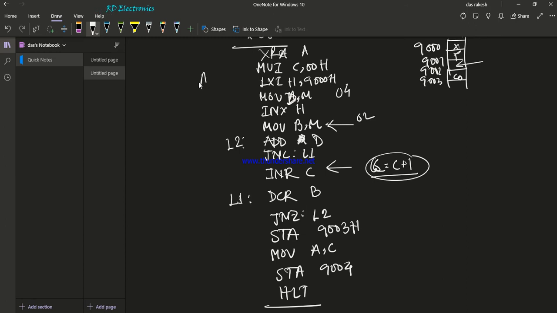XOR A means accumulator XOR with itself, that means accumulator equal to 0. So this is the clear instruction of the accumulator. Okay, so now see that ADD D: accumulator 0 added with D, jump if no carry. If no carry then decrement B, and if carry then after this operation is performed, decrement B, and then jump if no zero, then add D here also, and again to 9003, and so on.